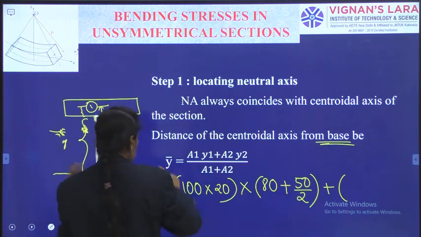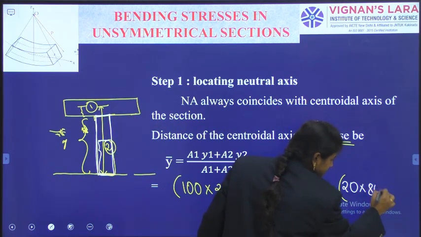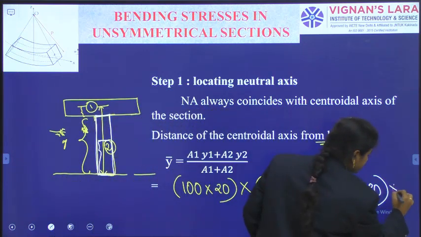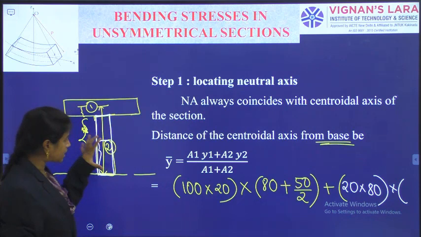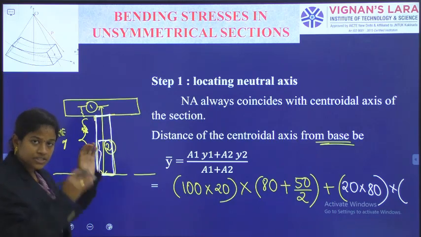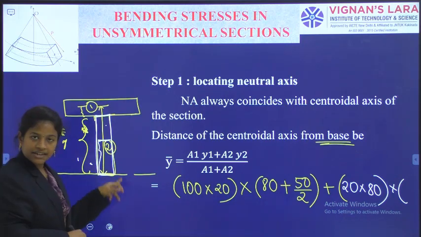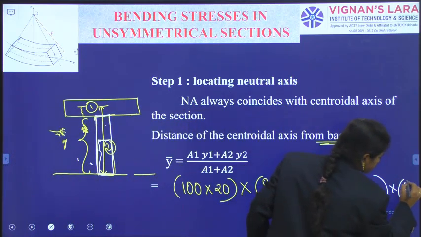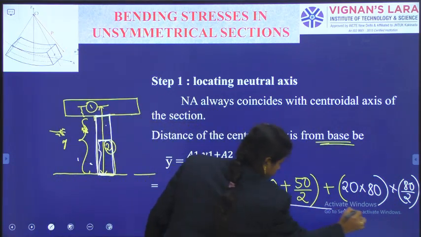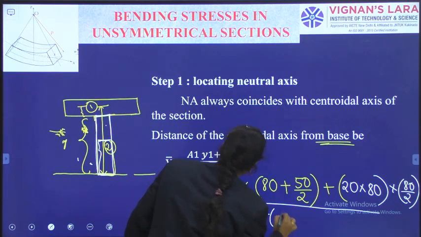Generally we write horizontal first and then vertical. So first horizontal 20 and the height is 80, B by D, like that we will write. Then I need to multiply it with the measurement: as the part is 80 mm, the centroid location of the rectangle is at the center, that is, at 80 by 2 from the baseline. So A1 y1 plus A2 y2, divided by A1 plus A2.